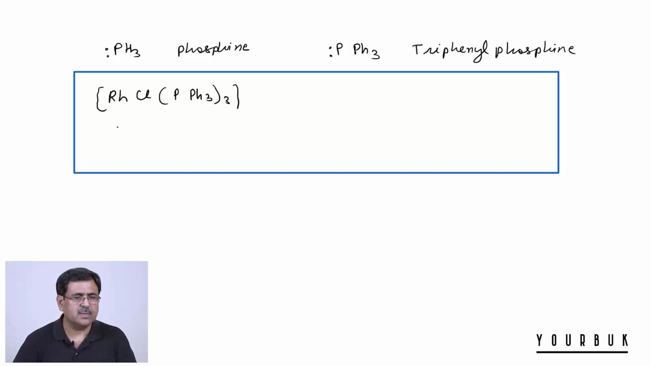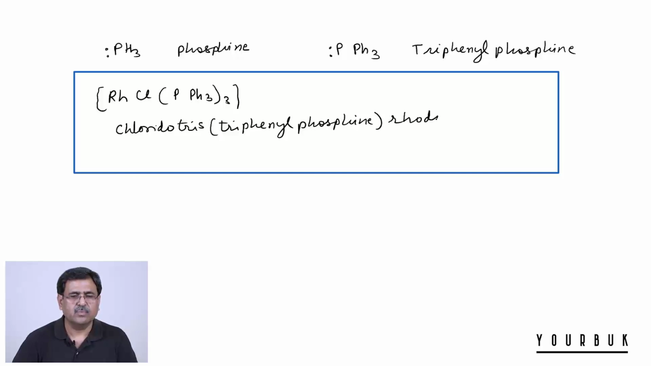So its name is chlorido. We write tris, then in the bracket we write triphenylphosphine, and then we write the name of the metal, rhodium, followed by its oxidation state, that is 1. So this is the IUPAC name of Wilkinson's catalyst, and this Wilkinson's catalyst is used in the hydrogenation of alkenes.